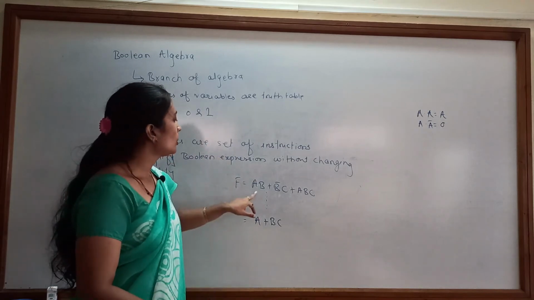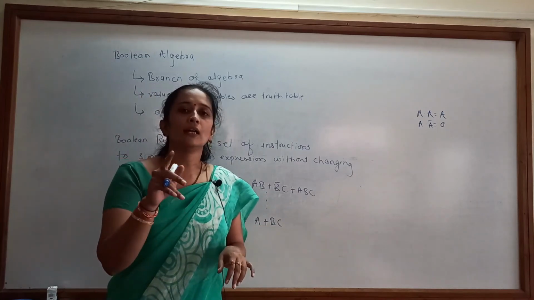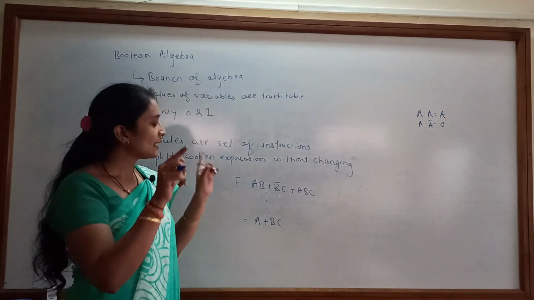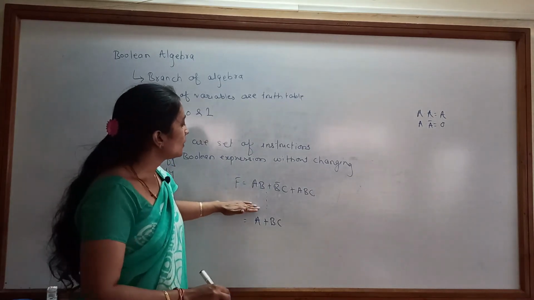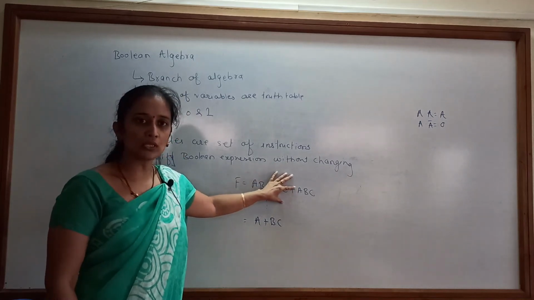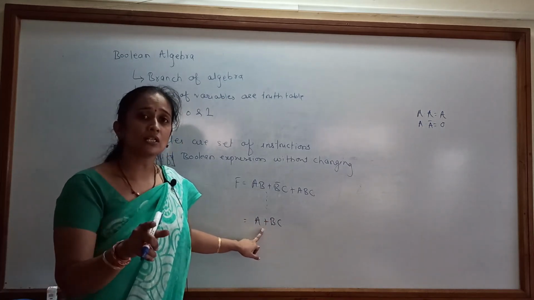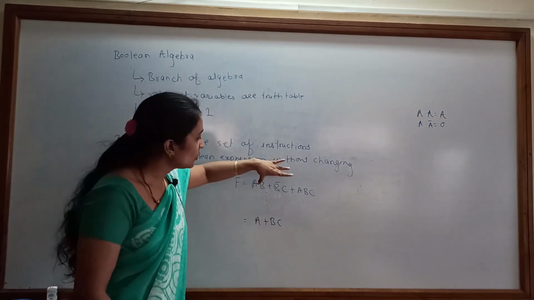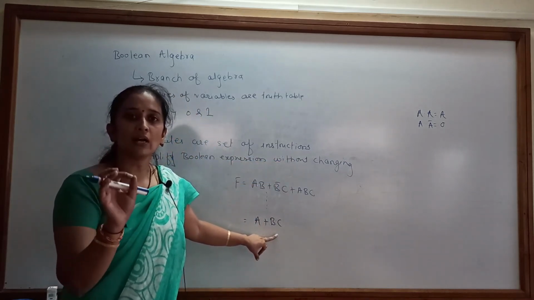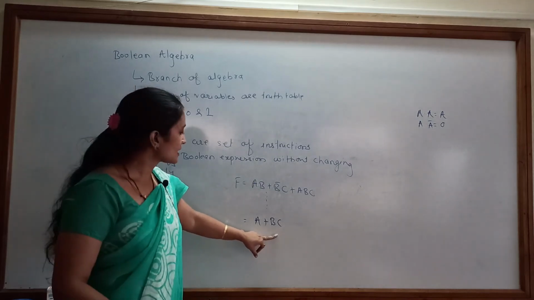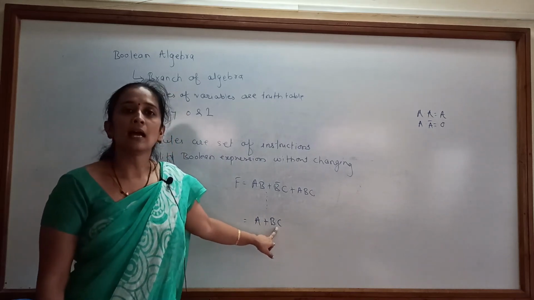If you draw the logical diagram of this expression, you will get 4 AND gates and 2 OR gates. Then your diagram will be complicated. To reduce this complexity, we will apply some of the rules here so that we will get one expression without changing its functionality. The meaning will be the same. The value of this expression and the value of this expression will be the same. We cannot change the value, but we will minimize the gates. In this expression how many gates are there? Only one OR gate and one AND gate.